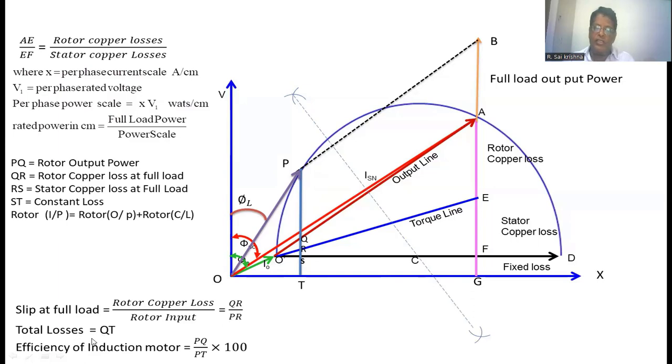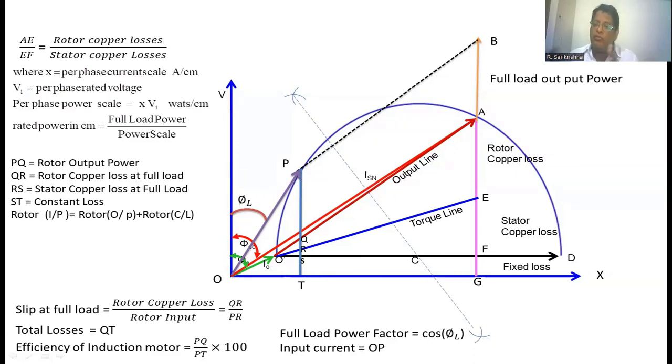Now the total losses is represented by the length QT. The efficiency of the induction motor equals length PQ by length PT into 100. That gives the efficiency of the induction motor at full load. Next, the full load power factor. Already we know the angle between V1 and the current, that is phi L. Cos of this angle is the full load power factor. The input current taken by the induction motor at full load is equal to length OP.